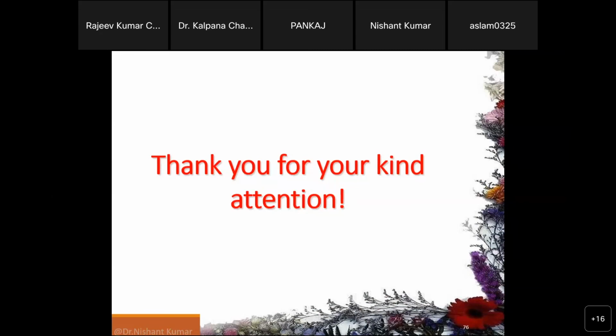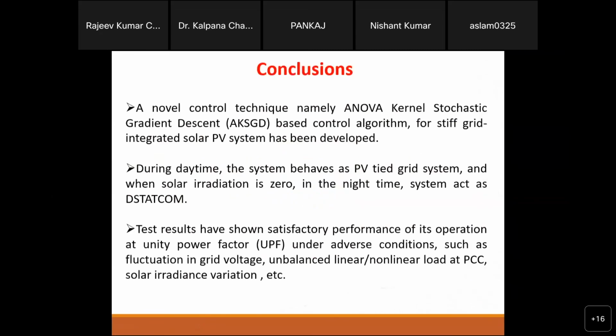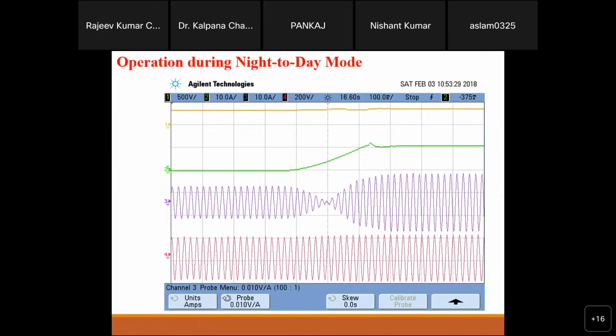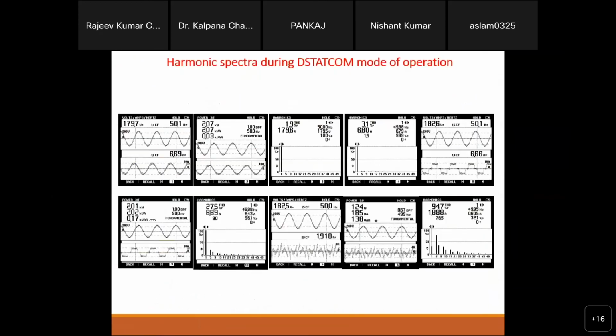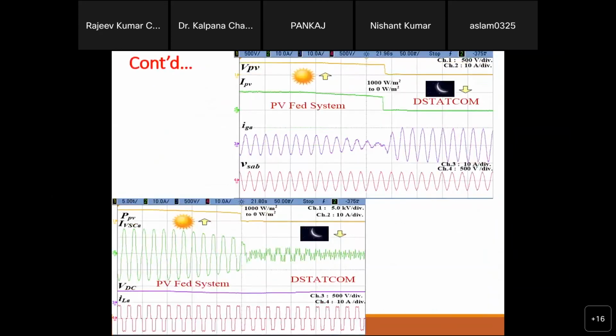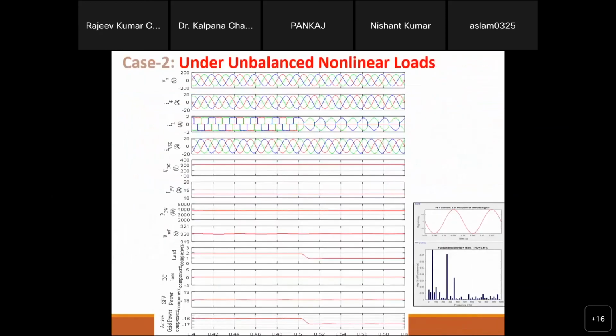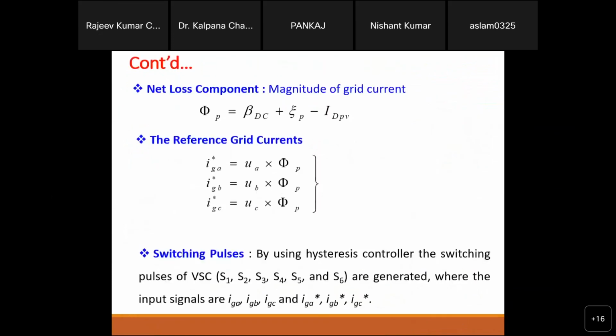Dr. Nishant, I have one question. Could you explain a little bit more? In the night time, you discussed that the harmonic components will be created by the PV system converter. Yeah, so actually not through the PV system, just only this.